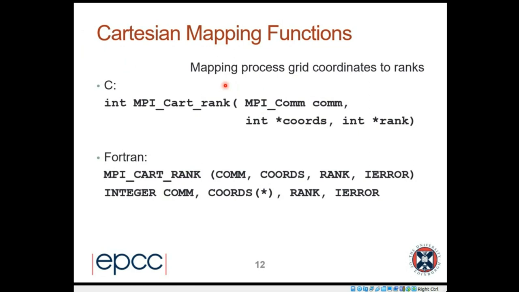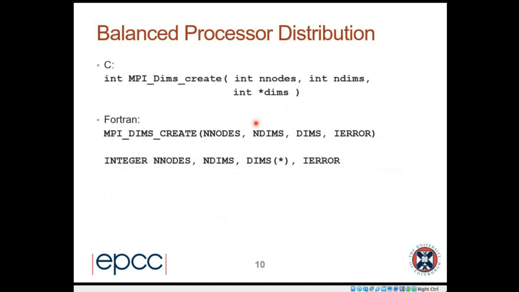So once you've created a Cartesian topology, you'll want to ask things like, what are the coordinates of rank 7? Who is the process at coordinates 2, 3, for example? MPI_Cart_rank takes grid coordinates and gives you the rank. So within a Cartesian communicator which you have created, you can ask what is the rank of the process at certain coordinates.